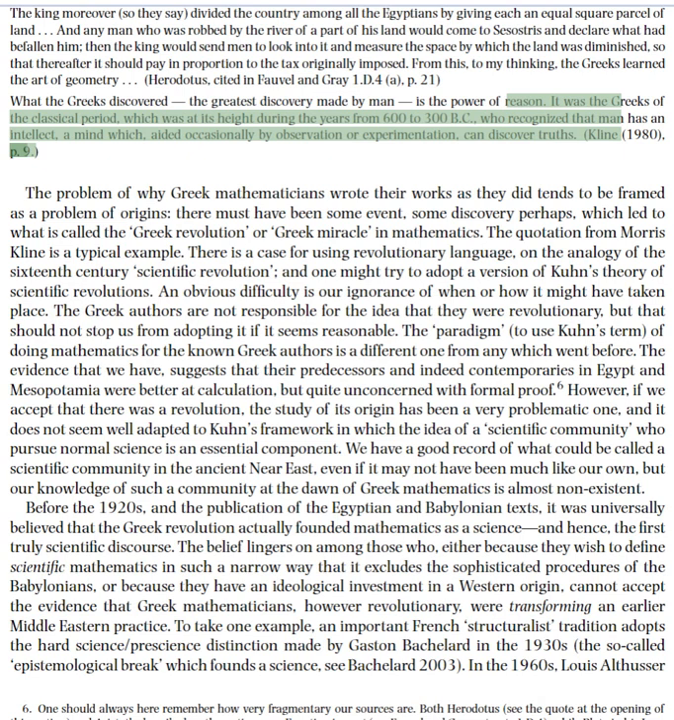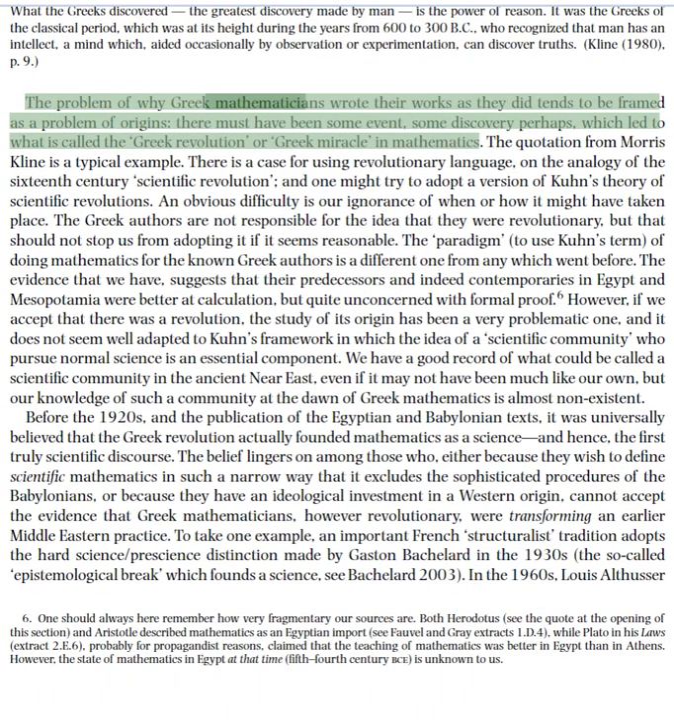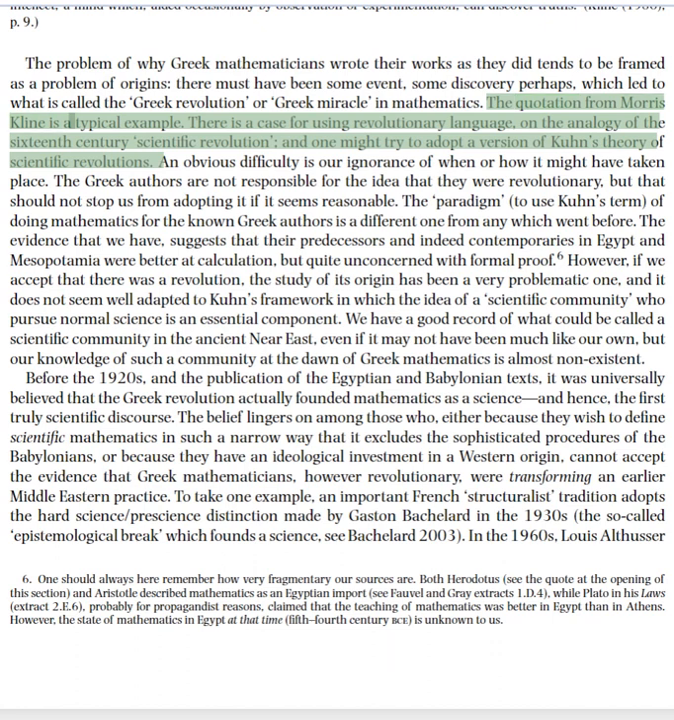The problem of why Greek mathematicians wrote their works as they did tends to be framed as a problem of origins. There must have been some event, some discovery perhaps, which led to what is called the Greek Revolution, or Greek miracle, in mathematics. The quotation from Maurice Klein is a typical example. There is a case for using revolutionary language, on the analogy of the 16th century scientific revolution, and one might try to adopt a version of Kuhn's theory of scientific revolutions.